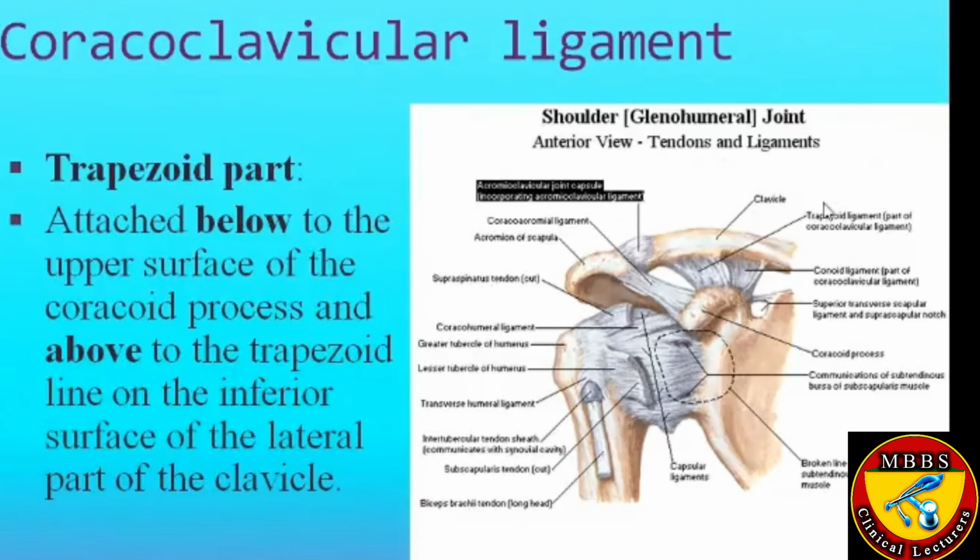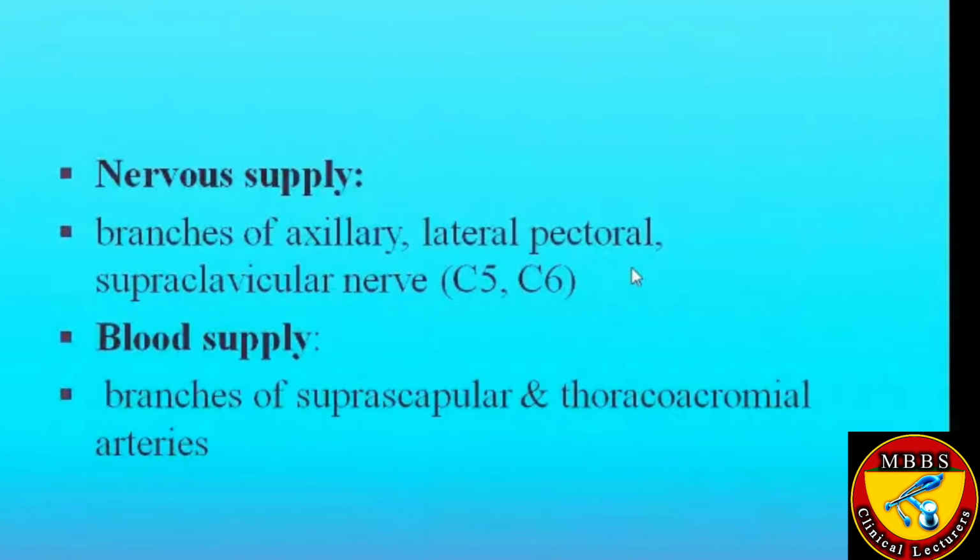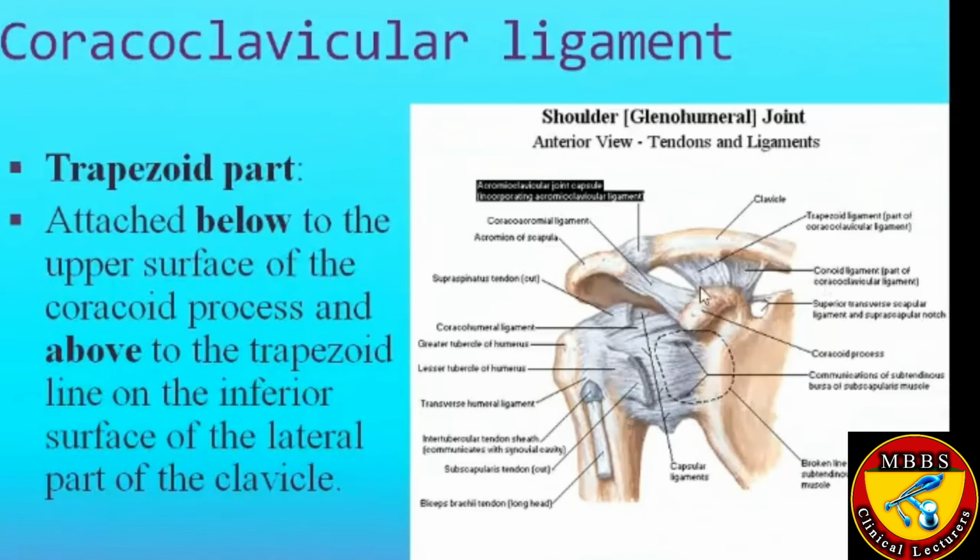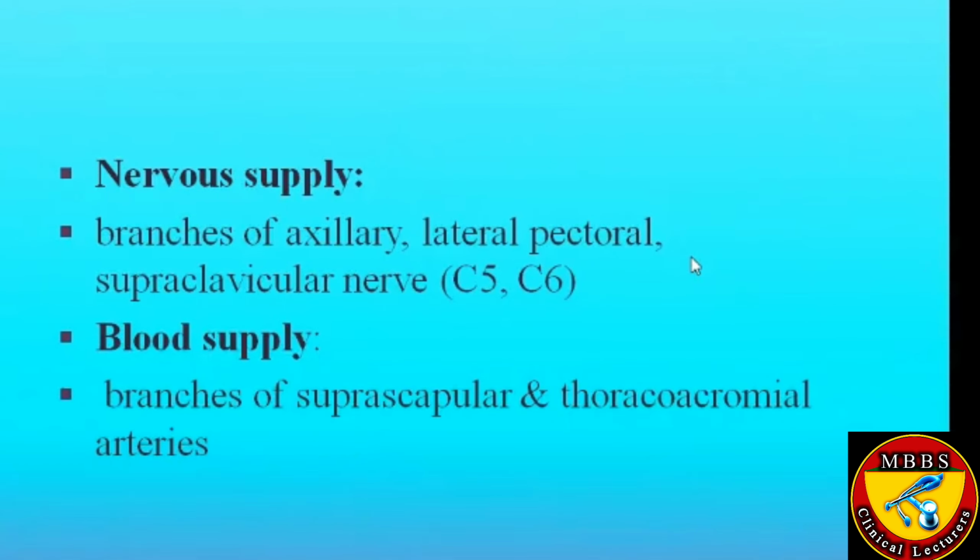If you look at the trapezoid part, it is attached below to the upper surface of the coracoid process and above to the trapezoid line on the inferior surface of the lateral part of the clavicle. If you look at the nerve supply, the branches of the axillary, lateral pectoral and suprascapular nerves supply this joint, that is the acromioclavicular joint, and the blood supply is from the branches of the suprascapular and thoracoacromial arteries.